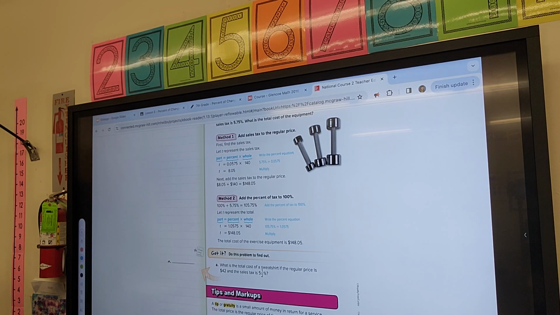Okay, so a tip or gratuity, that's another word for tip, is a small amount of money in return for a service. The total price is the regular price of the service plus the tip. So we're adding again, just like we did with tax. Now we're going to talk about markup. Markup is when a store sells items for more than it pays for those items. So the amount of increase is called a markup. The selling price is the amount the customer pays for an item.